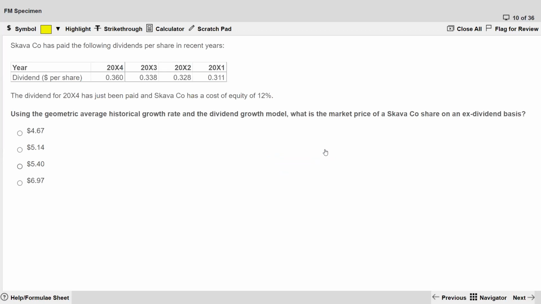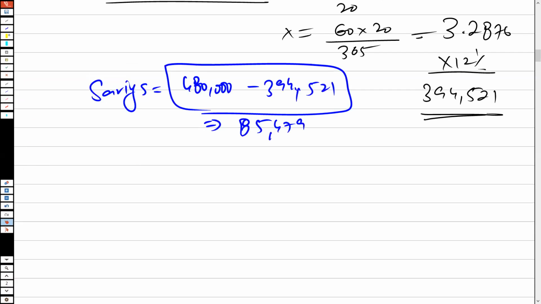Next situation is that it says Escava has paid the following dividends per share in recent years. So they've got the dividends 2001 till 2004. The 2004 dividend has just been paid and Escava has a cost of equity of 12%. Using the geometric average historical growth rate and dividend growth model, what is the market price of an Escava share on an ex-dividend basis? So how exactly are we going to do the calculation? Let's just try to do it.